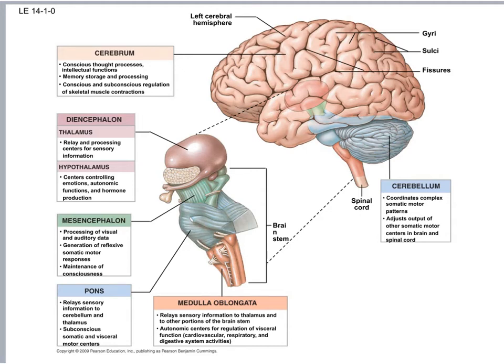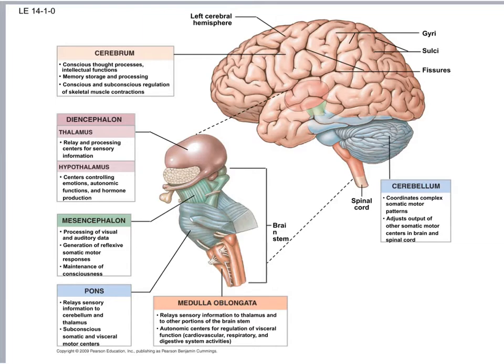Okay, so we're going to talk about the brain and the cranial nerves. We're going to start by just going over the basic parts of the brain, and then at the end we'll talk about the cranial nerves, all right? So basically, some review for you.